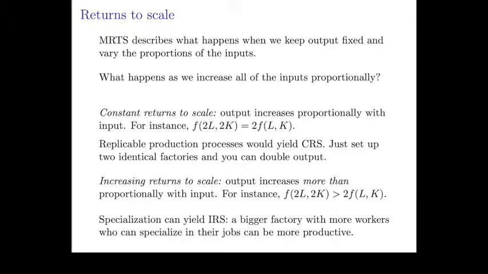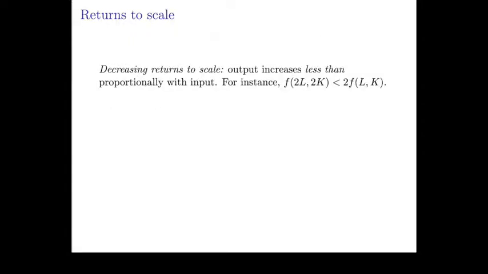So specialization can yield increasing returns to scale. You think of having a bigger factory with more workers, then each worker can specialize on one specific task and get better at doing that. Decreasing returns to scale is when you double all the inputs, but you don't get double the output, you get less than that.